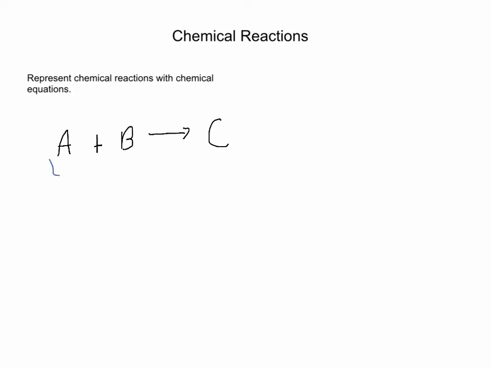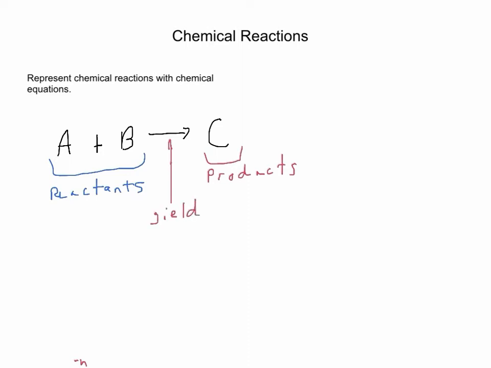On the left side, we have the reactants. On the right side, we have the products. And in the middle here, this is called the yields arrow, or becomes, or reacts.